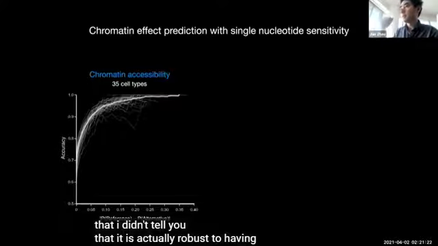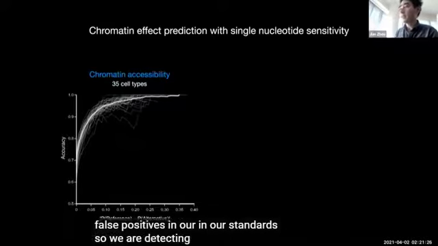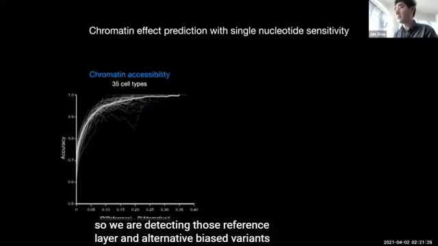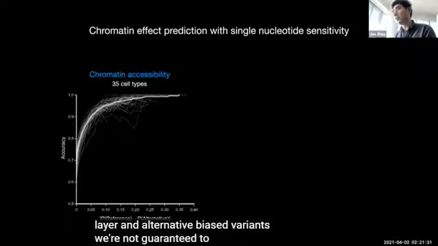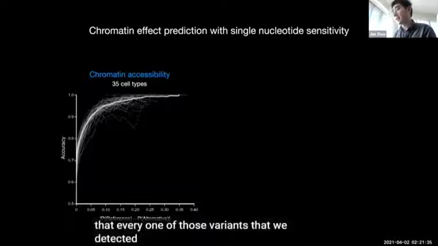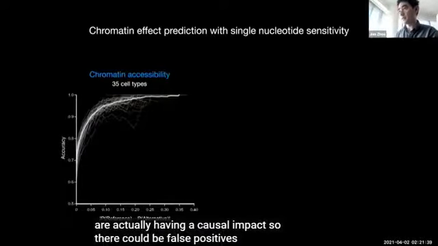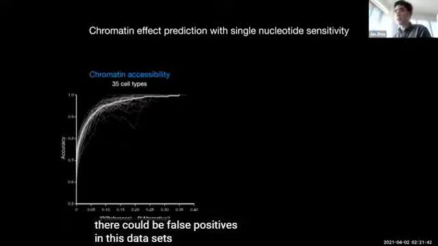And this evaluation actually has one feature that I didn't tell you, that it is actually robust to having false positives in our standards. So when we're detecting those reference allele and alternative allele biased variants, we're not guaranteed that every one of those variants that we detected are actually having a causal impact. So there could be false positives in these data sets.